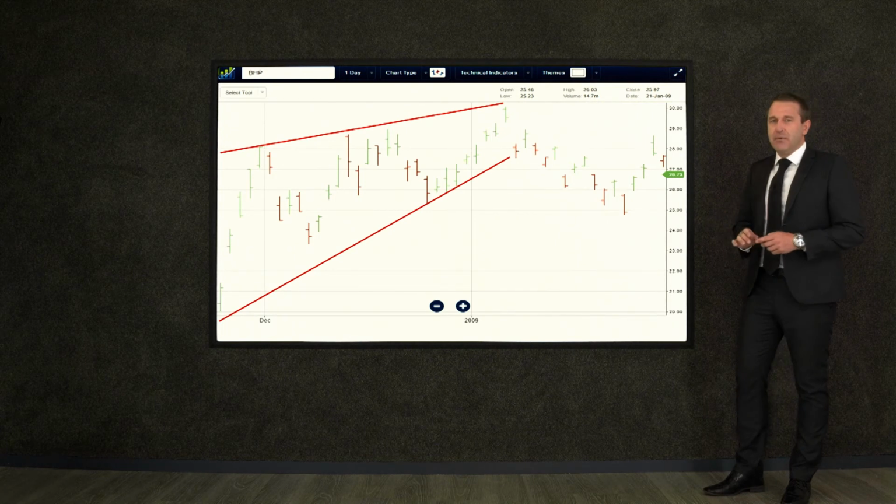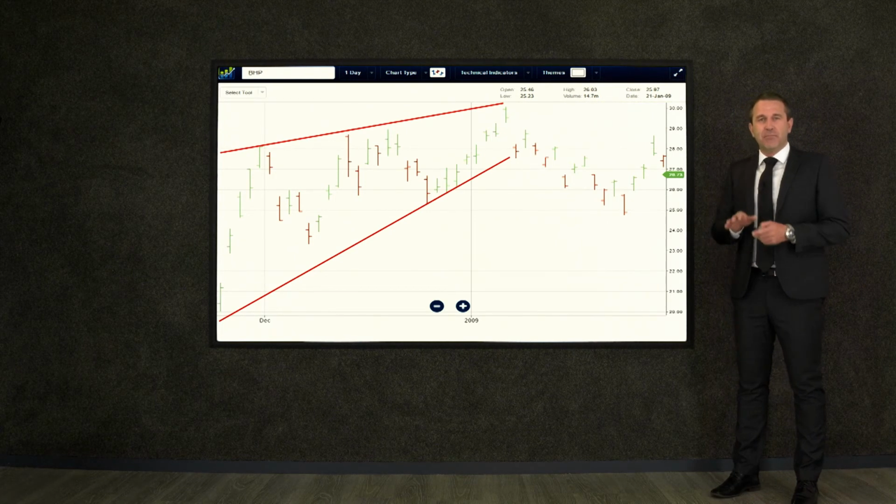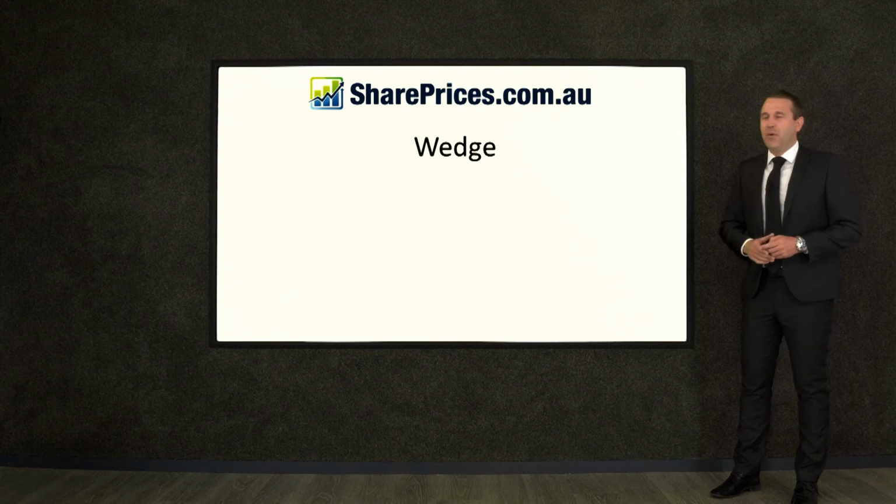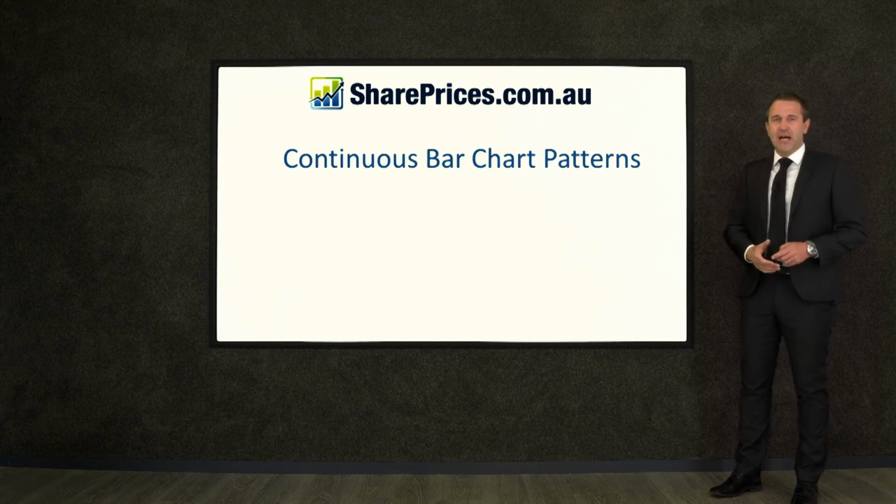So there's two examples of the wedge. Descending wedge, both lines pointing down. Ascending wedge, both lines pointing up. So a good example of two different types of wedges there, part of our continuous bar chart patterns.